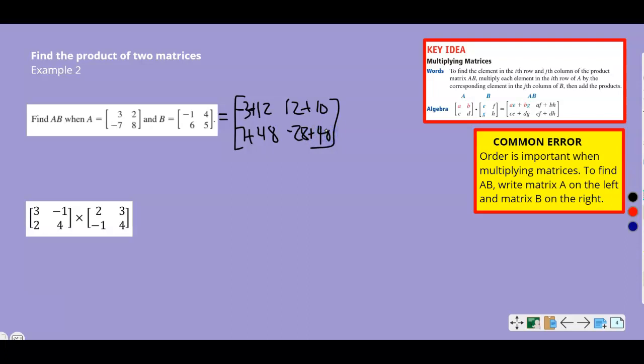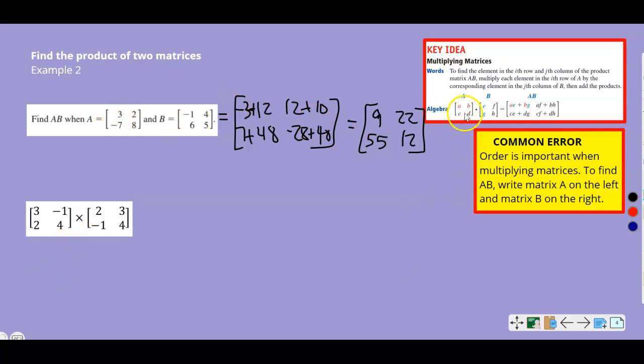All right, so now all you have to do is combine your numbers. So negative 3 and 12 is 9. 12 and 10 makes 22. And 7 plus 48 is 55. Negative 28 plus 40 is positive 12. So that would be the answer to my matrix when I multiply matrix A times matrix B.